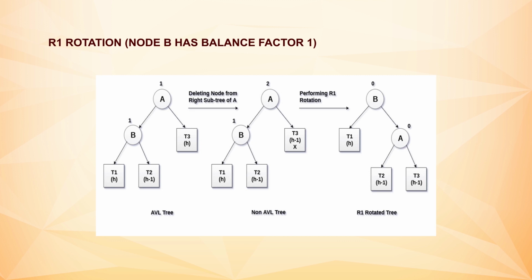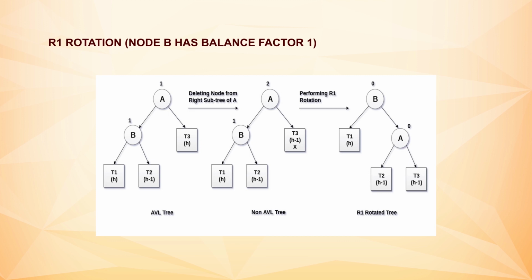So, here we have a tree where A is the root node, B is the left successor of A, and B has two children T1 and T2, where the height of T1 is h and the height of T2 is h minus 1. T3 is the right child of A, and the height of T3 is h. Again, when we calculate the balancing factor, it comes under the range, so no issue. Now, we delete an item from the right hand side, from T3. When we delete an item, the height becomes h minus 1.